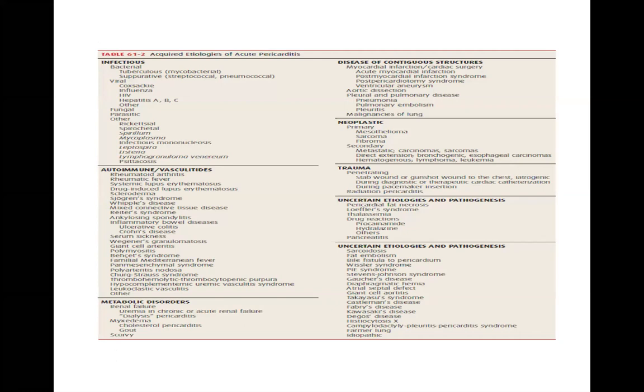Give me different causes of acute pericarditis. So you'll say infectious, autoimmune, vasculitis, metabolic disorders, disease of contiguous structures, neoplastic, trauma, uncertain etiology, and pathogenesis. So you can go over this.